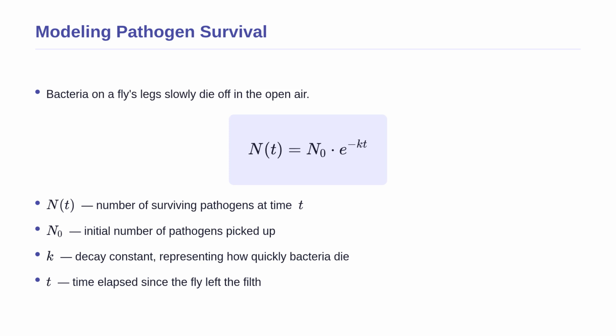The formula is N(t) = N0 × e^(−kt). Here, N(t) represents the number of surviving pathogens at a given time t. N0 is the initial load of pathogens the fly picked up. The variable k is the decay constant, which tells us how quickly the bacteria die off. If k increases, the bacteria die faster. Finally, t is the time elapsed.